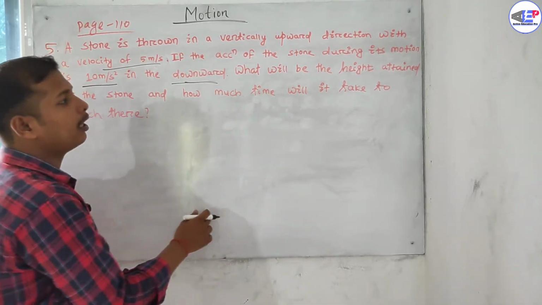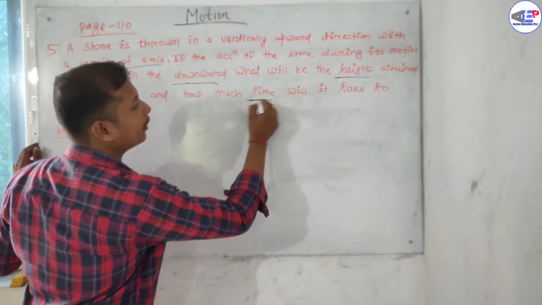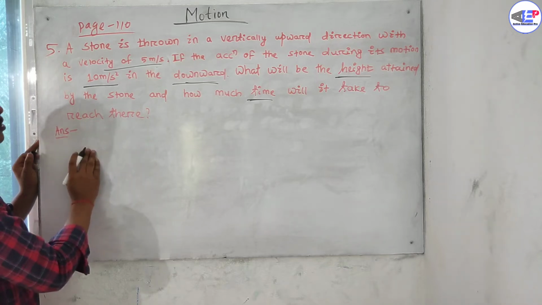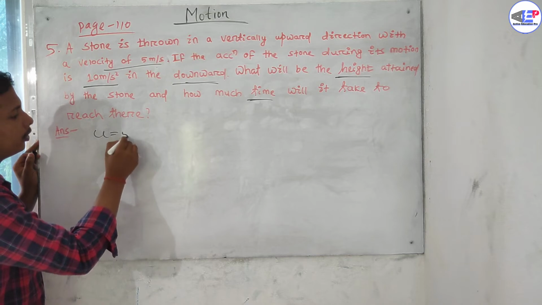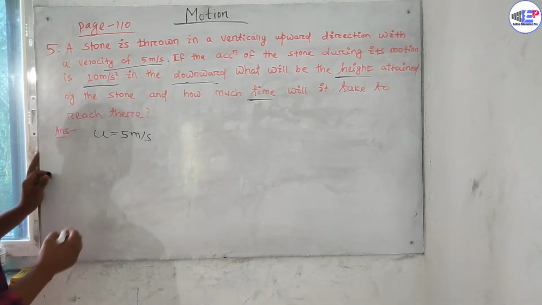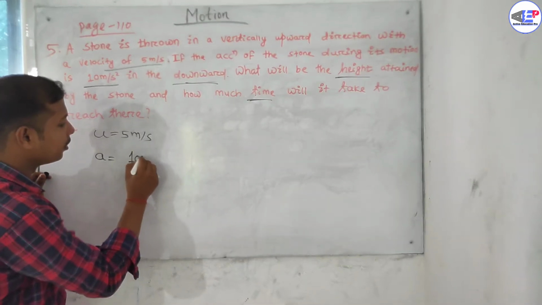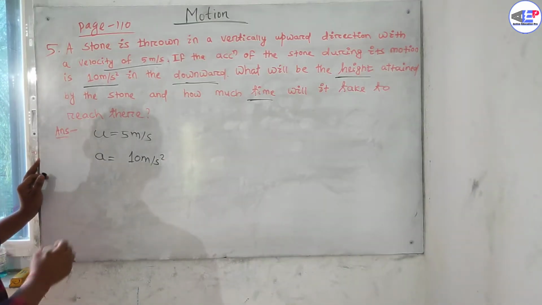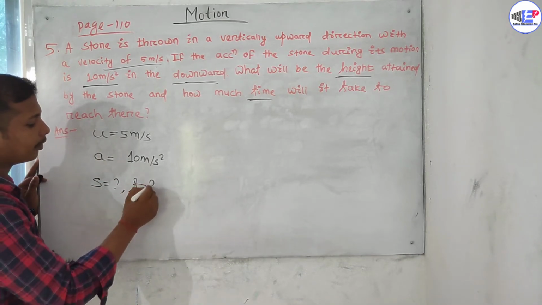So the question here is that we have to find out the height of the stone and the time taken by it. Here velocity is 5 meter per second, which means it is the initial velocity. Here u is 5 meter per second. Acceleration a is 10 meter per second square. We have to find out the height, that is the distance, and the time taken by the stone.